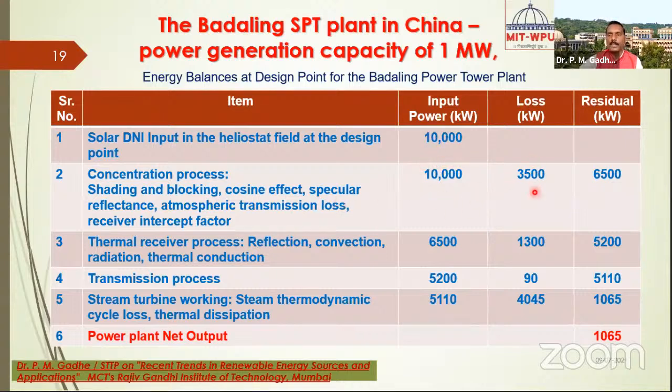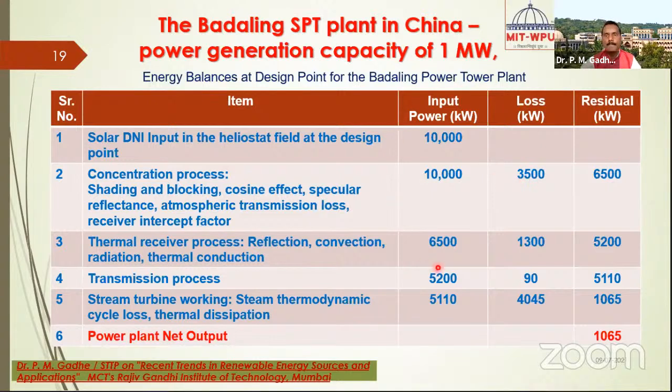Now there are some losses, which are mentioned in the second column. The initial losses are the concentration losses, that is the optical losses. These optical losses are shading and blocking, cosine losses, specular reflectance losses, atmospheric attenuation or transmission losses, and receiver intercept factor losses. Now, these losses are around 3500 kilowatts.